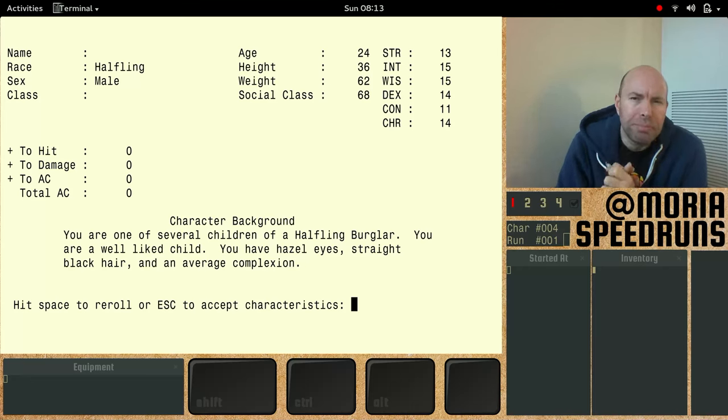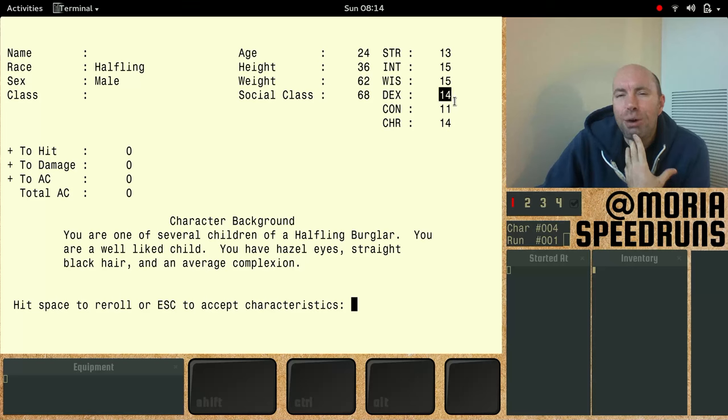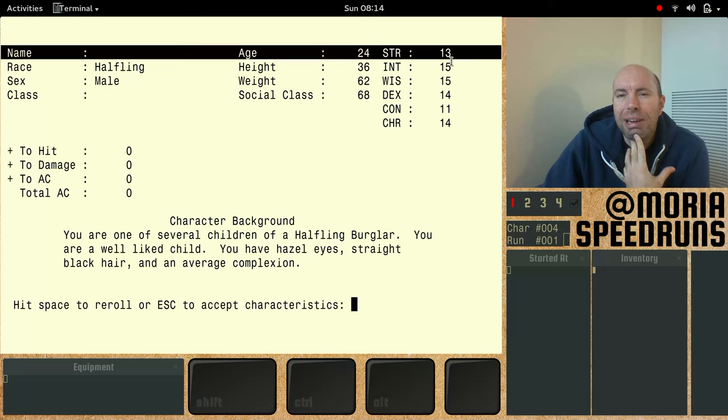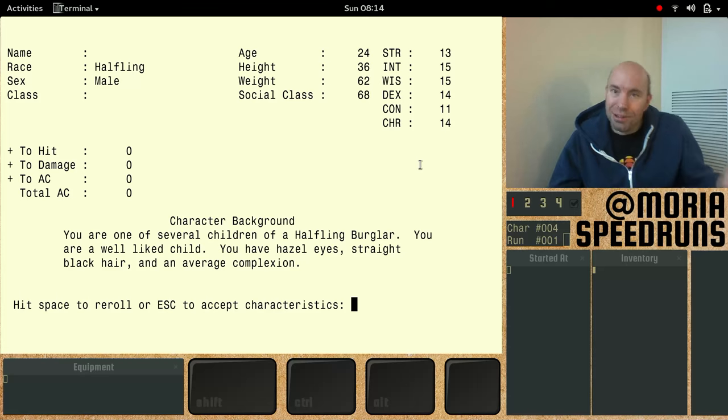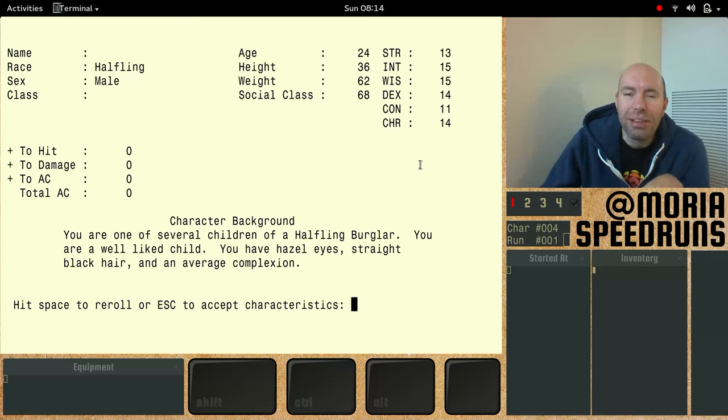So, we want to be a rogue. We want to be a halfling rogue. So what are the best stats for halfling rogue? Well, I'd say the constitution is very important because we're going to start out with so few hit points. And you'd think that for a rogue, dexterity would be important. But really I'm leaning towards strength so we can carry stuff early on. So that's what I'm thinking. So let's go constitution, strength.